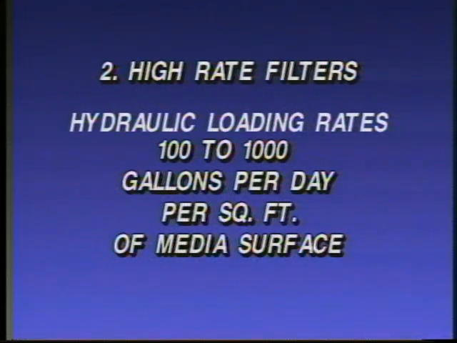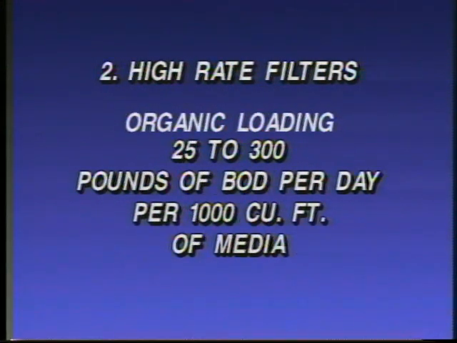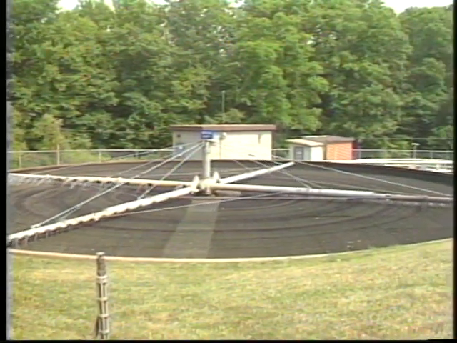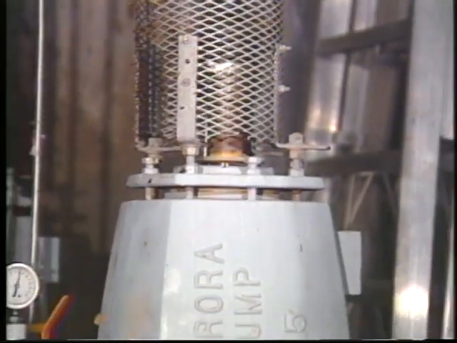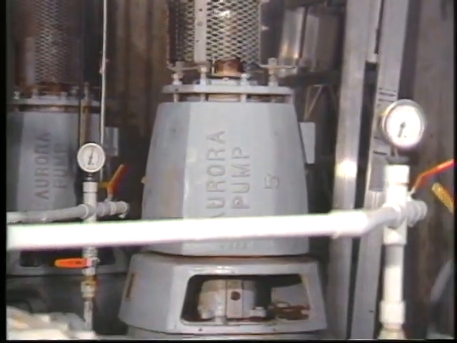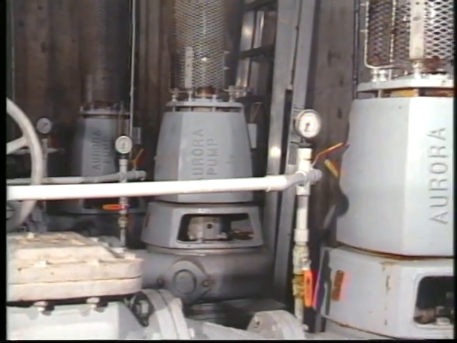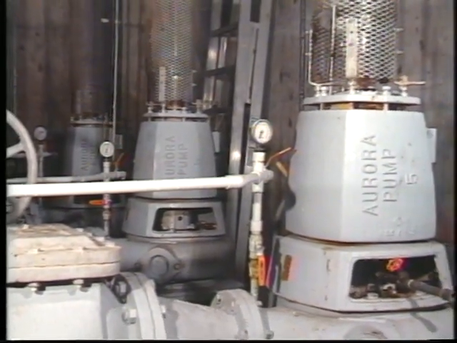High rate trickling filters typically have hydraulic loadings of 100 to 1,000 gallons per day per square foot of media surface and an organic loading of 25 to 300 pounds of BOD per day per 1,000 cubic feet of media. Recirculation of wastewater is almost always used on high rate filters. Care should be taken when adjusting recirculation rates. Too high of a recirculation rate can lead to a turbid effluent that is high in suspended solids.